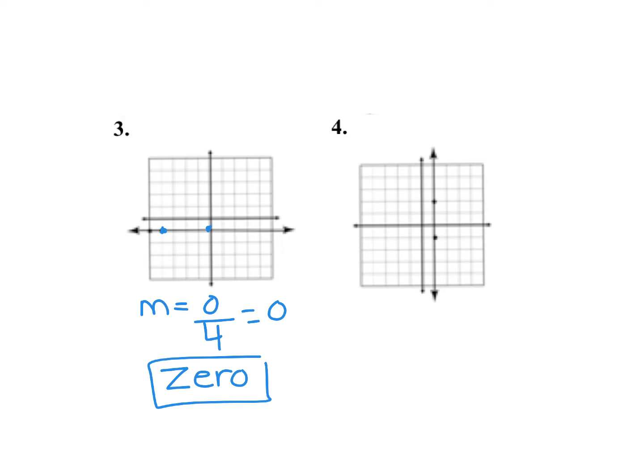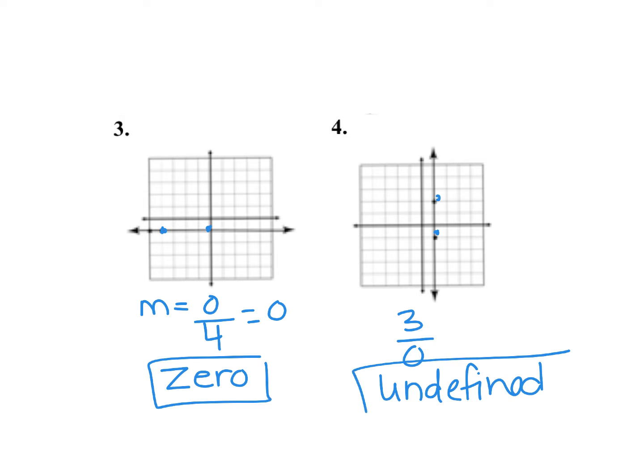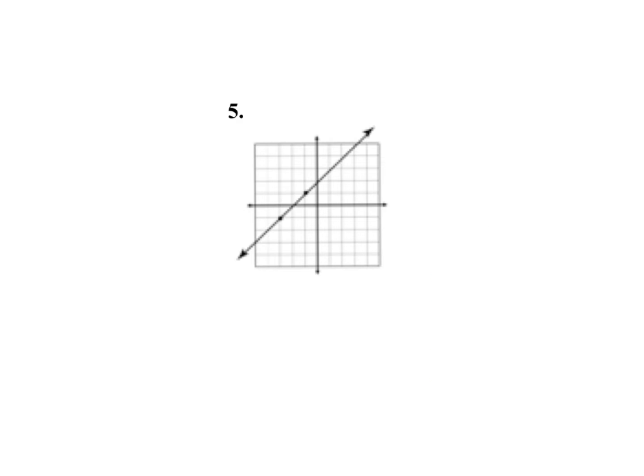For our next one, we're looking at a vertical slope. And if you'll notice, if I take the 2 points here, I go up 3 and I go over 0. Well, you can never have 0 on the bottom of a fraction because I could never have 3 of nothing if I didn't have anything. So this is going to be called undefined. So when you've got the vertical slope, that's going to be an undefined slope.